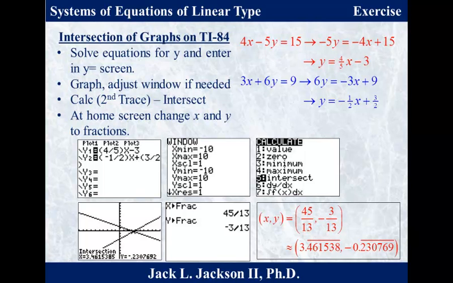The one that was in blue on the previous graph was 3x plus 6y equals 9. Subtract 3x from both sides and divide both sides by 6. I distributed that and simplified the fractions to get y equals negative 1/2 x plus 3/2. So now we have them in the form that we can put in our calculator, y equals something. You hit the y equals button in the way upper left-hand corner of a TI-84, and you type in your equations, 4/5 x minus 3, and then negative 1/2 x plus 3/2.